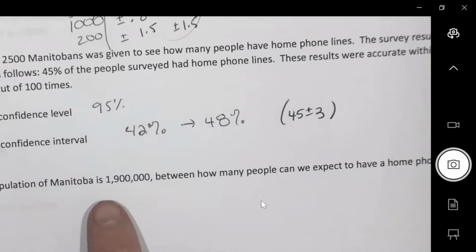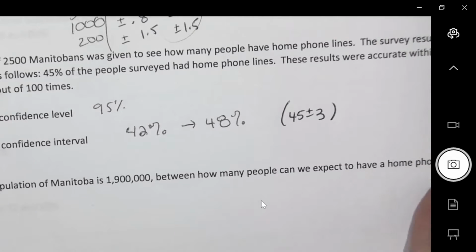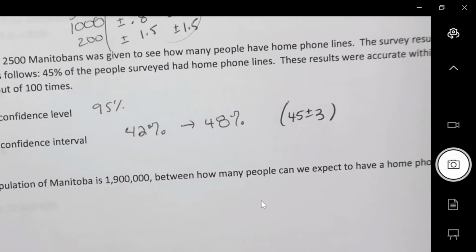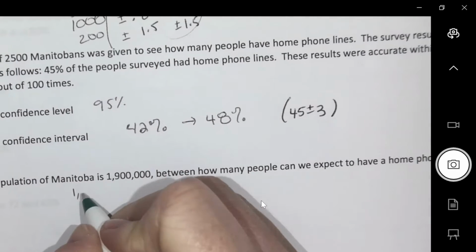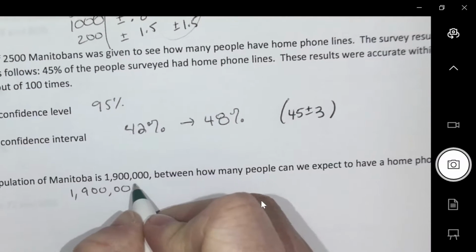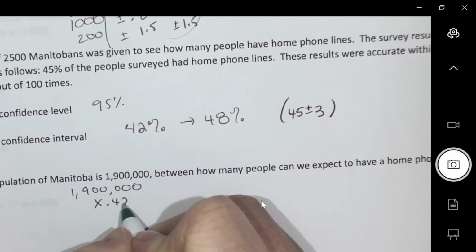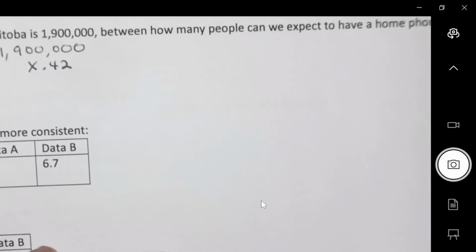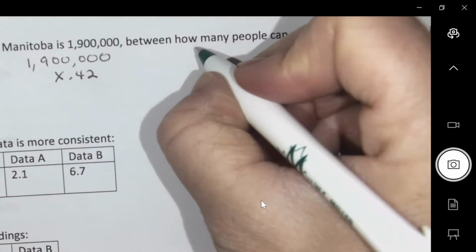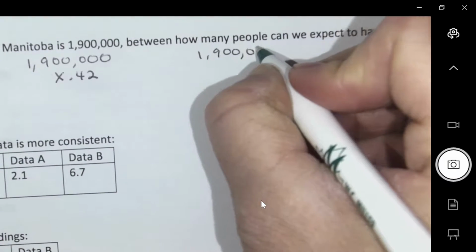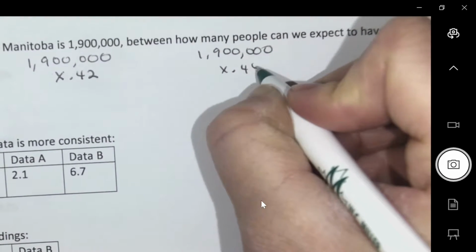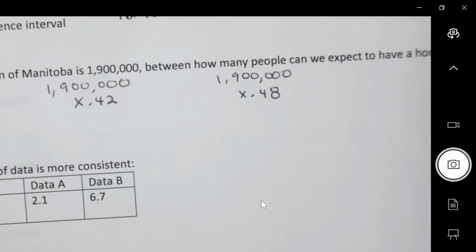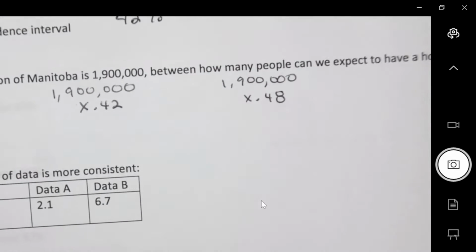If the population is 1.9, how many people can we expect to have a phone line? So I'm going to do 1.9 million times 42%. And also the same idea times 0.48. Okay, so between this and this many.